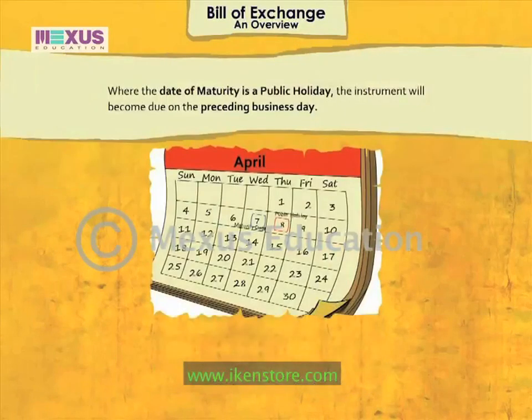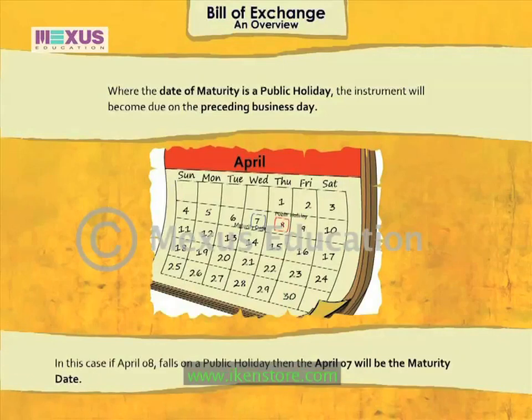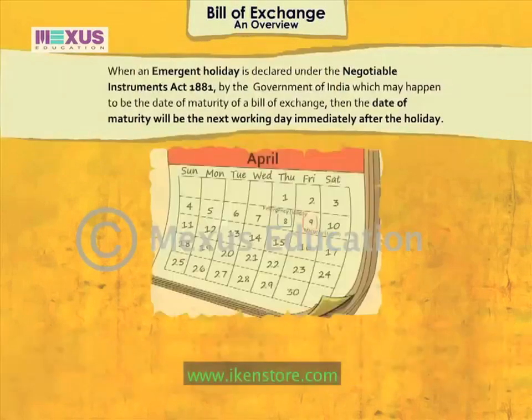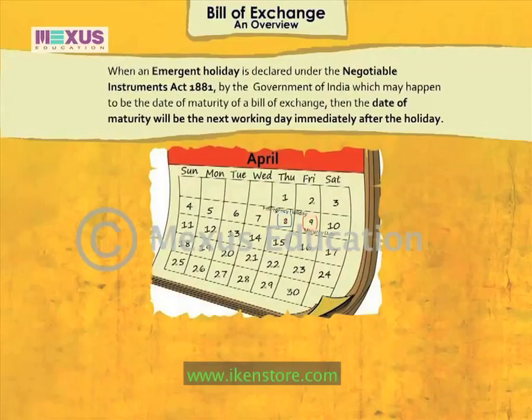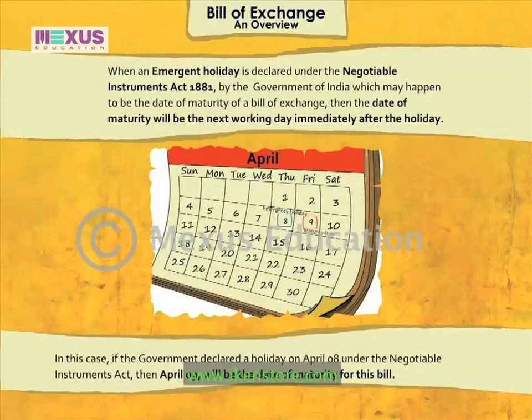Now, there can be two more cases under which the maturity date may change. First, where the date of maturity is a public holiday, the instrument will become due on the preceding business day. In this case, if 8th April falls on a public holiday, then 7th April will be the maturity date. Second, when an emergent holiday is declared under the Negotiable Instruments Act of 1881 by the Government of India, which may happen to be the date of maturity of a bill of exchange, then the date of maturity will be the next working day immediately after the holiday. In this case, if the government declared a holiday on 8th April under the Negotiable Instruments Act, then 9th April will be the date of maturity for this bill.